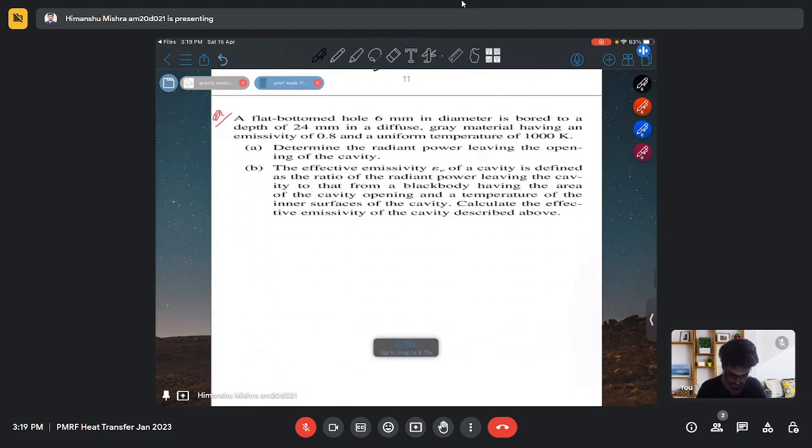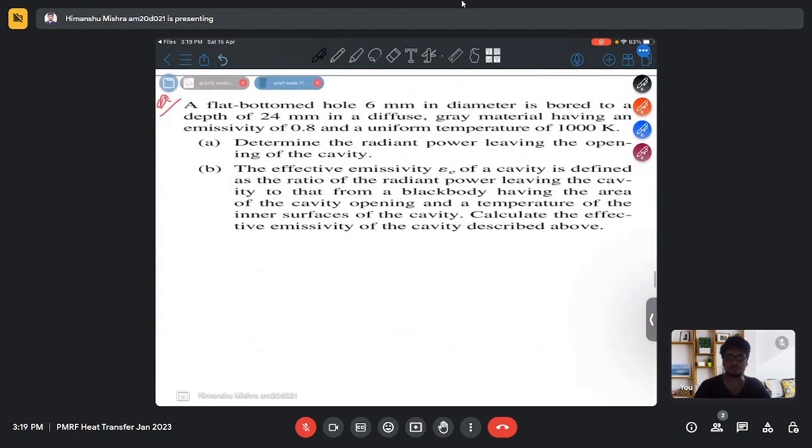So in this question, a flat bottomed hole 6 millimeter in diameter is bored to a depth of 24 mm in a diffuse gray material having an emissivity of 0.8 and a uniform temperature of 1000 Kelvin, and we need to determine the radiant power leaving the opening of the cavity. The effective emissivity of a cavity is defined as the ratio of radiant power leaving the cavity to the black body, and we need to calculate the effective emissivity of the cavity described above.